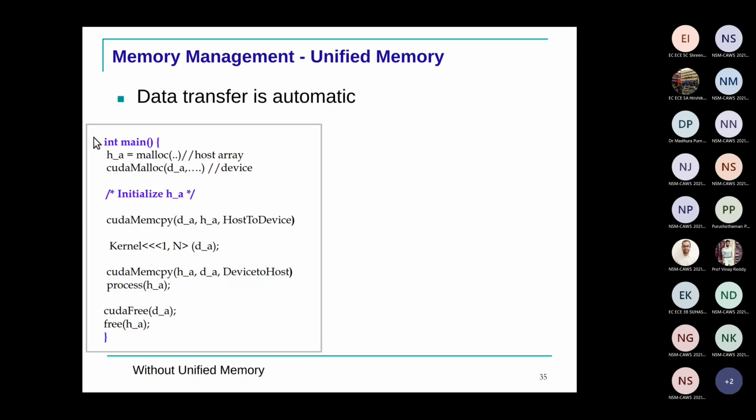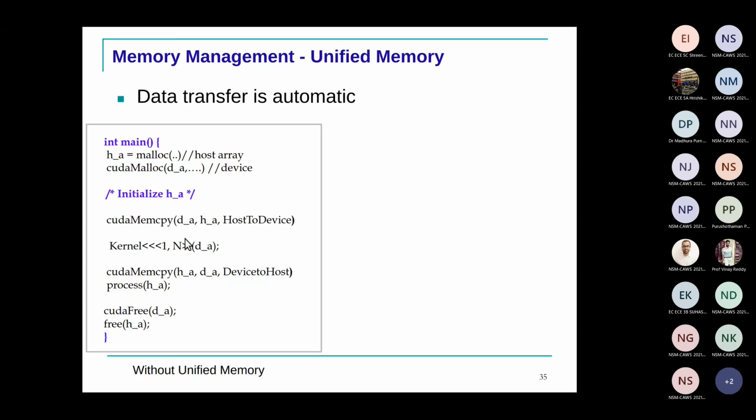Let's see how the programmer writes the program without unified memory, and with unified memory. This is without unified memory. You initialize the data on CPU as well as GPU, then do the data transfer and the computation, and then again transfer the data from GPU to CPU. This is how you do it without unified memory.